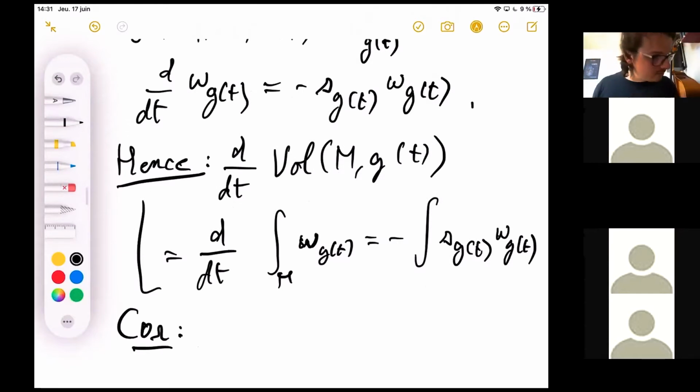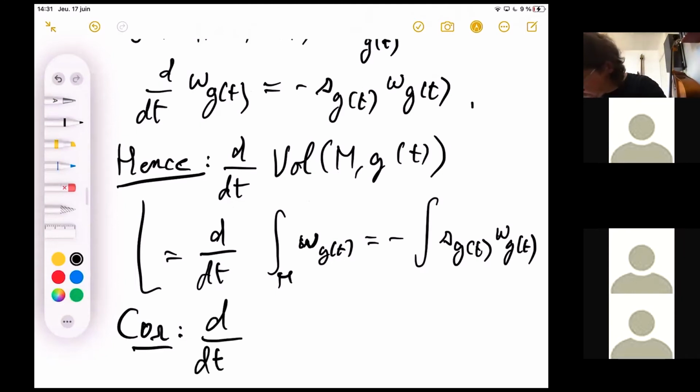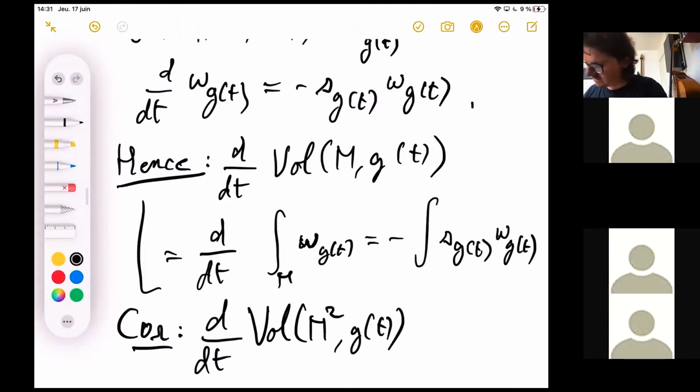I won't go too much into the details of the Ricci flow on surfaces. It's a very special business, which is pretty interesting. But I can't resist showing you what's going on. If you look at a compact surface, then you have minus the integral of the scalar curvature.